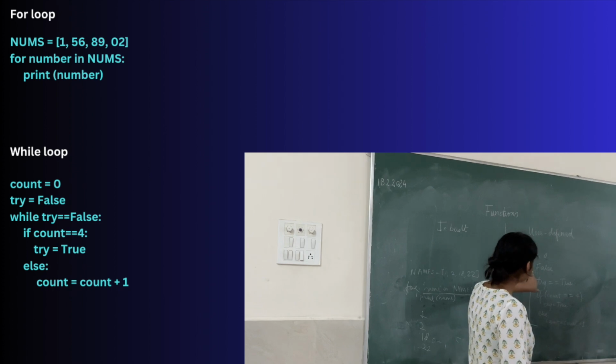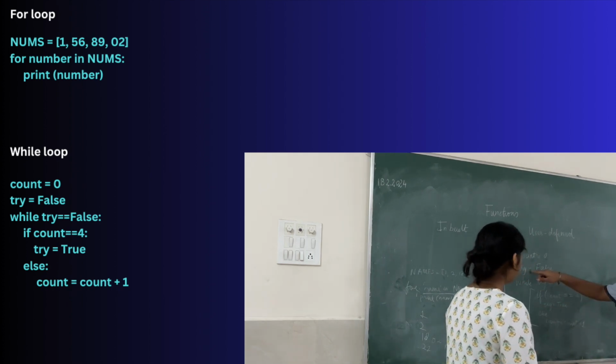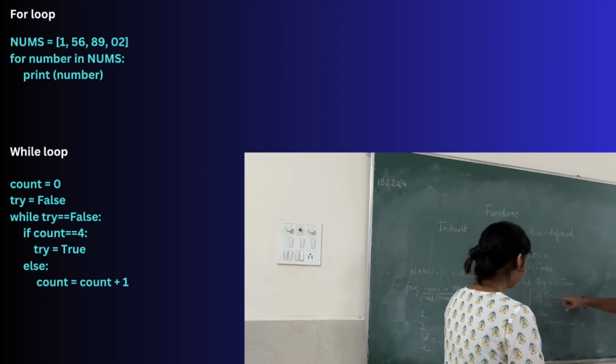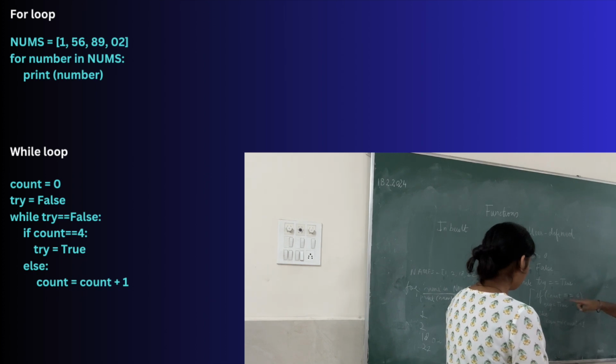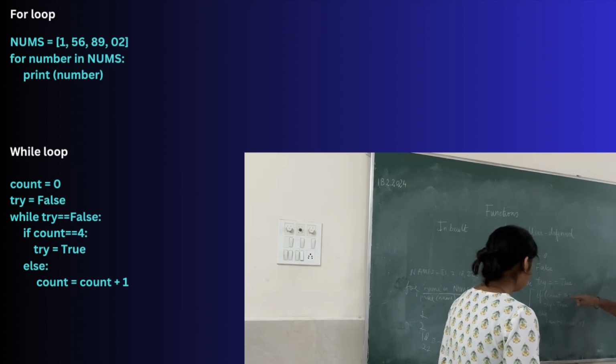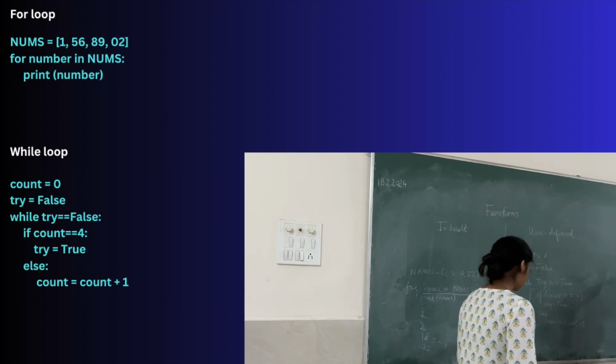And what's the difference between this operator and this operator? This is used to assign a value. And this is used to compare. Nice. So this command will check if count is 4, and if count becomes 4, try will become True, and this loop will stop. But if count is not 4, it will add 1 to the value of count. That's perfect.